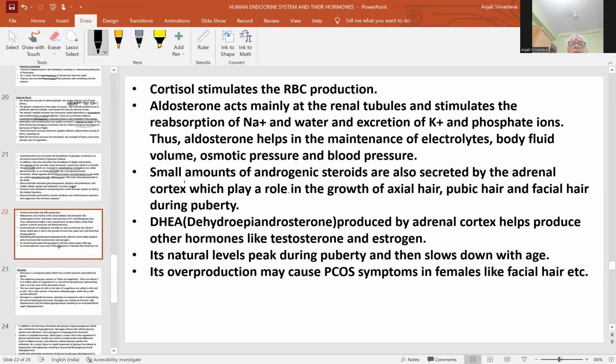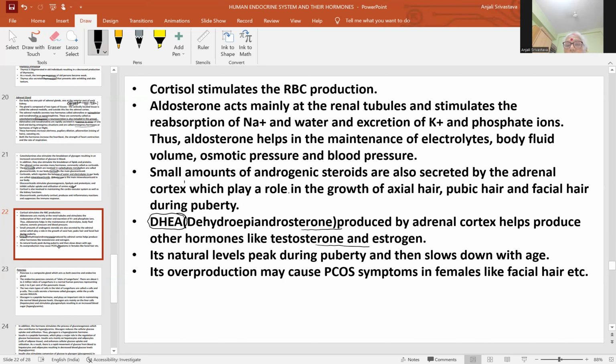So this is the much elaborated system of the adrenal hormones. One important point is that one more type of hormone is secreted by the adrenal cortex, that is DHEA, dehydroepiandrosterone, and this hormone produced by the adrenal cortex helps produce other hormones like testosterone.